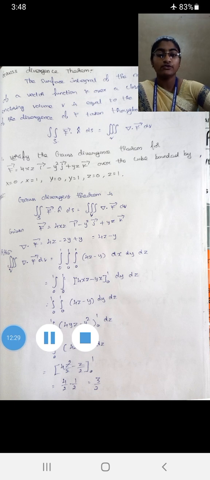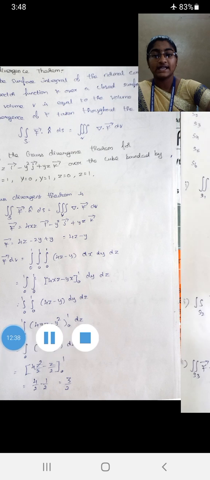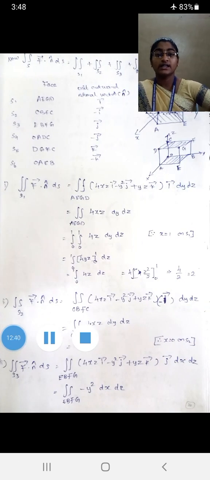Similarly, we have to solve for the left hand side of Gauss divergence theorem. Our left hand side formula is double integral S F vector dot n cap ds. Here the surface is a cube, so it has 6 surfaces, and we have to solve this for all 6 surfaces. For the surface 1, double integral S1 F vector dot n cap ds, we take the face AEGD, that is the front face.